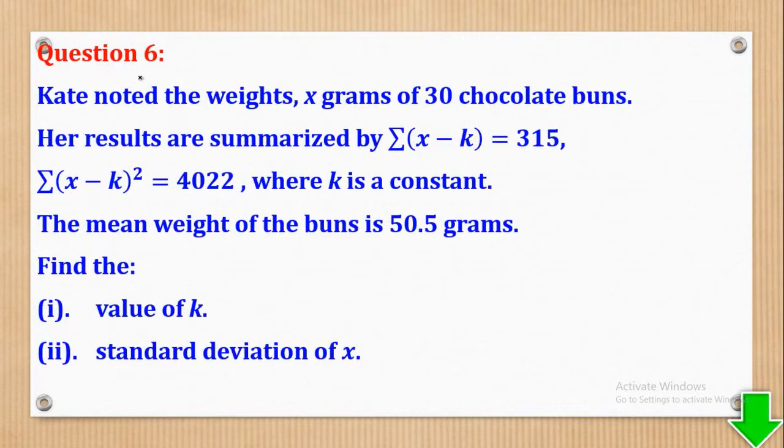Now we shall go to question 6, which says Kate noted the weights x grams of 30 chocolate buns. Her results are summarized by this: summation of x minus k equal to 315, and summation of x minus k, everything squared, equal to 4022, where k is a constant. The mean weight of the buns is 50.5 grams. Find (i) the value of k, and (ii) the standard deviation of x.